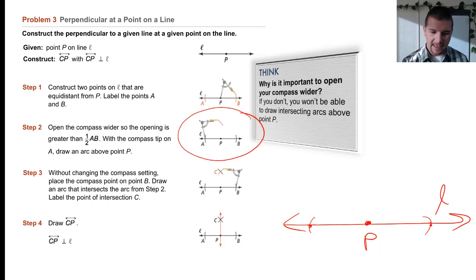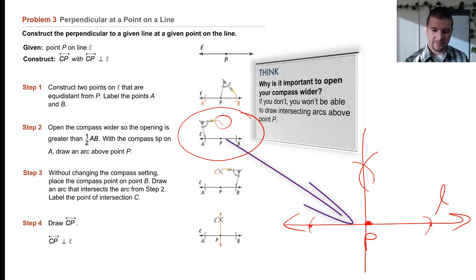Setting the compass at the left-hand point, ensuring the compass is open wider than halfway, making an arc, a mark above. And it turns out in this case you don't have to make a mark below because we already have P as a target point to line up with the marks we make above.